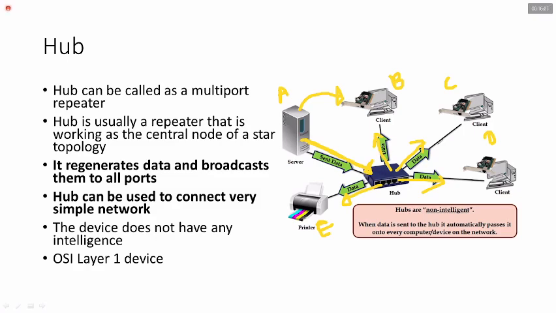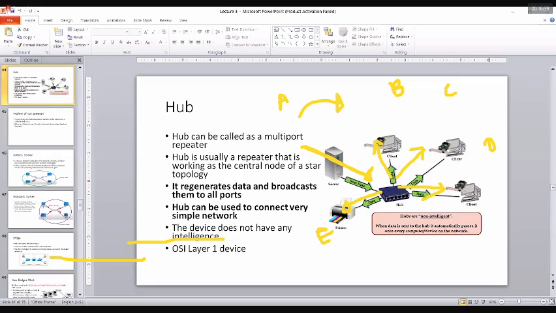Because of that, if you use this kind of arrangement for a large number of computers, there will be a lot of data traffic and the speed will go down. So you can use this kind of hub only when you want to connect a few devices together. We say the device does not have any intelligence. Can you tell me why? Why do we say the hub doesn't have any intelligence? From the operation of the hub, why can we say that?